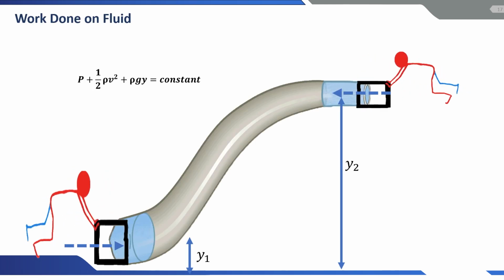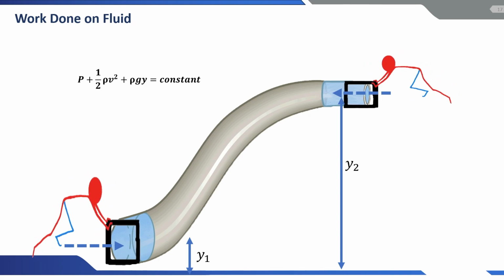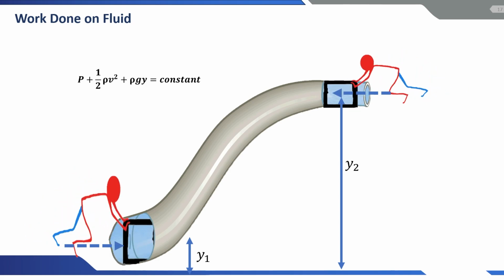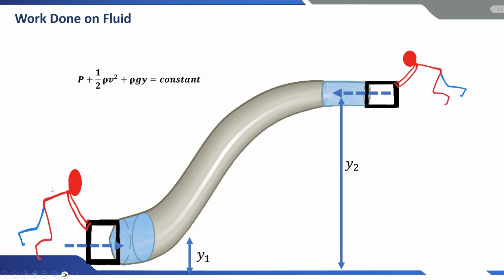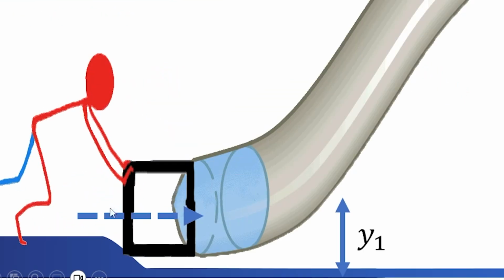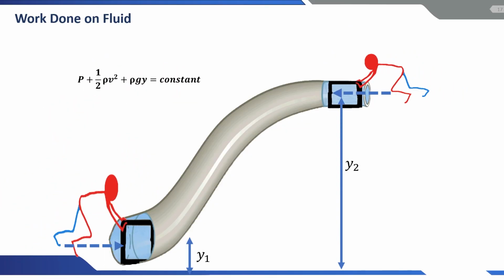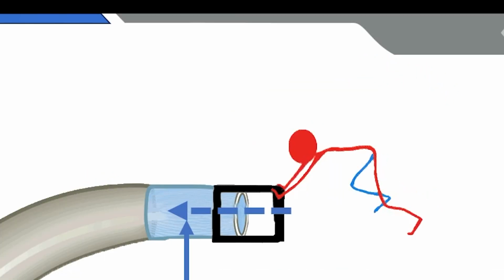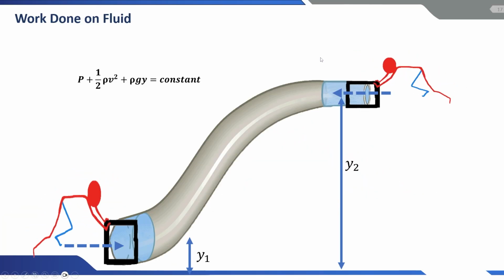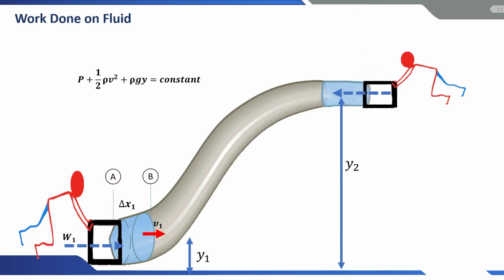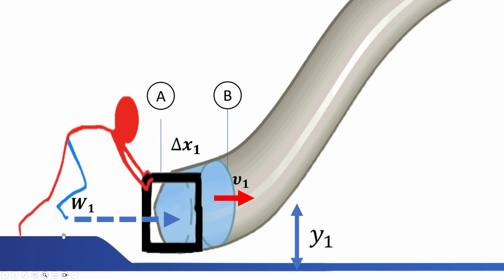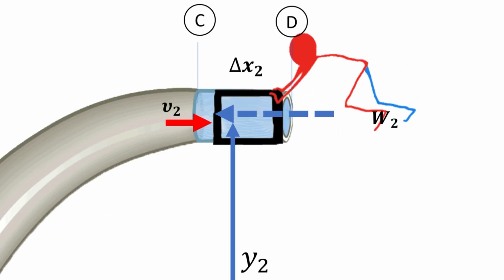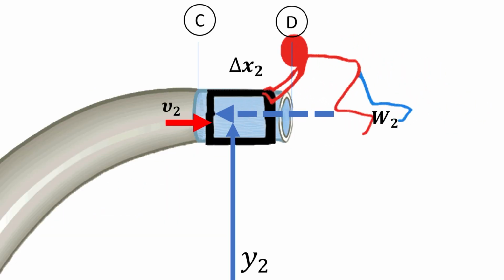Imagine two individuals applying force to push a liquid in two separate locations within the pipe. The first person pushes the liquid at the lower end in the direction from left to right, while the second person pushes the liquid from right to left at the upper portion of this pipe. In both scenarios, the displacement caused by the work done at the lower end of the pipe is represented by x1, and the displacement at the upper end is denoted by x2.